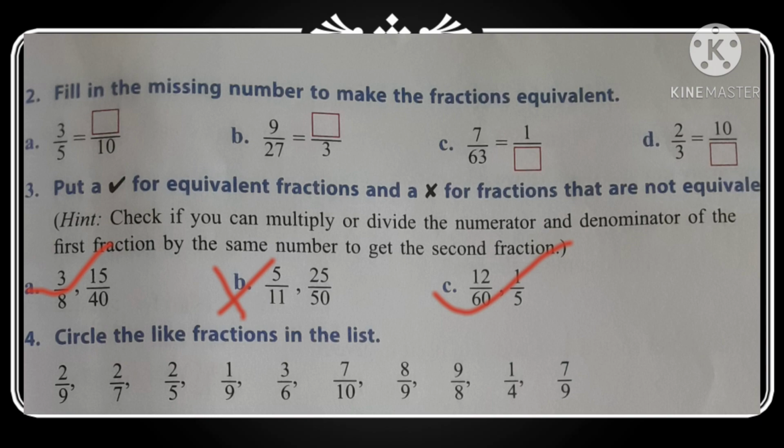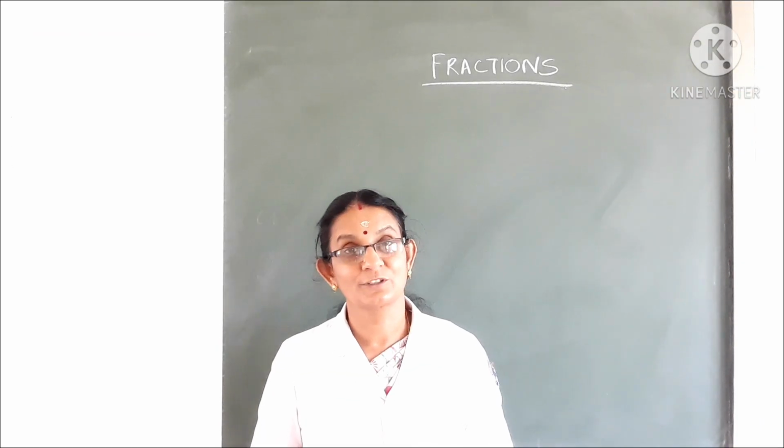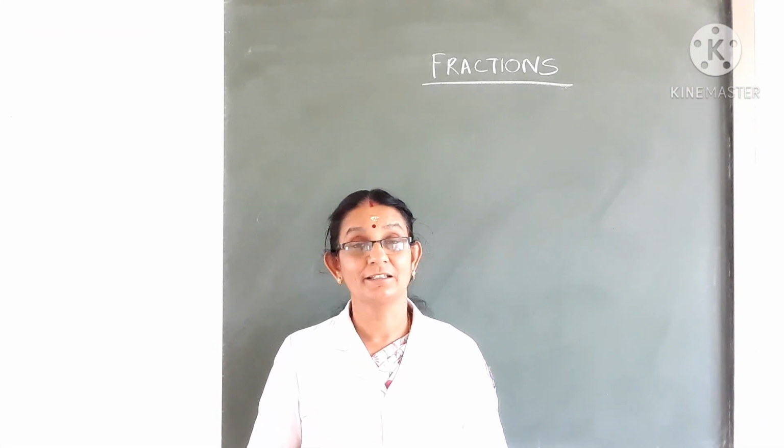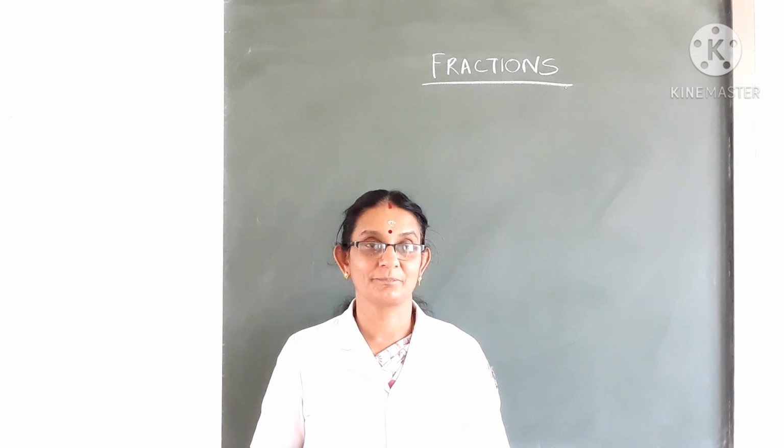Question 4. Circle the like fractions in the list. We know that the fractions that have the same denominator are like fractions. Here we can see that 2 by 9, 1 by 9, 8 by 9 and 7 by 9 are like fractions.